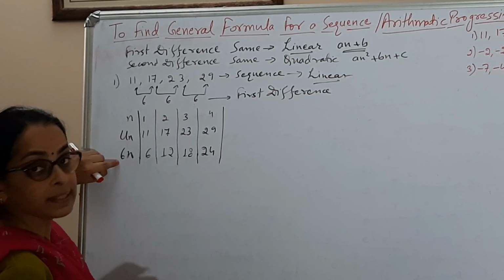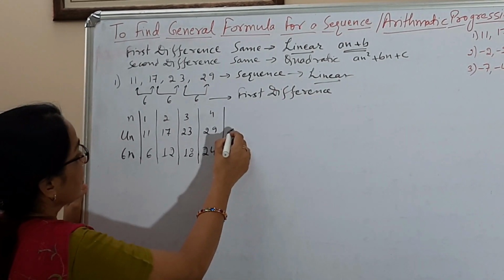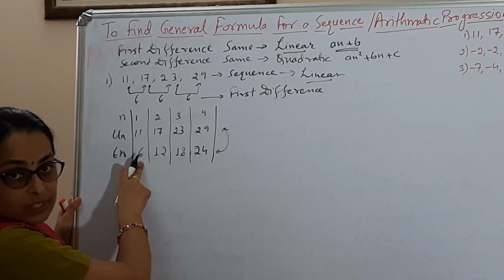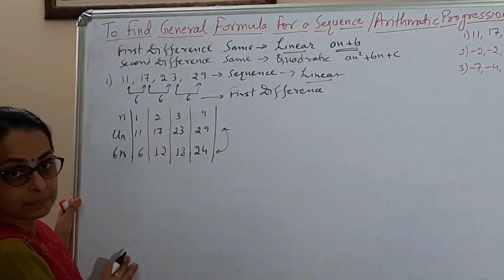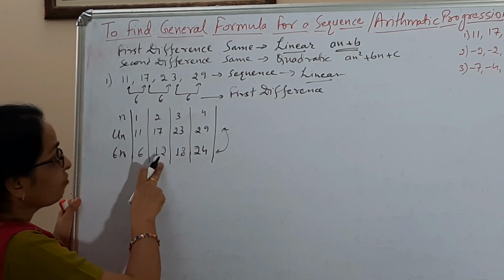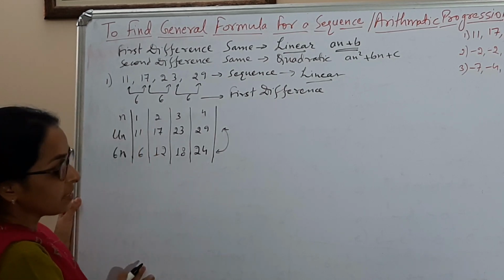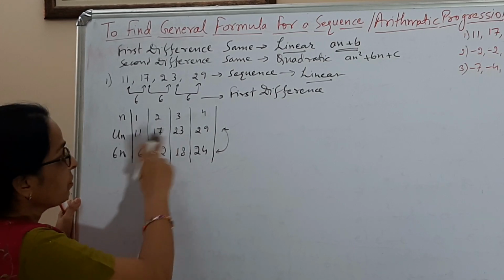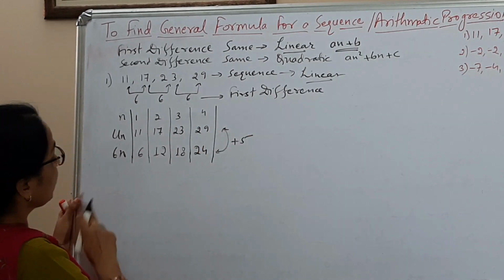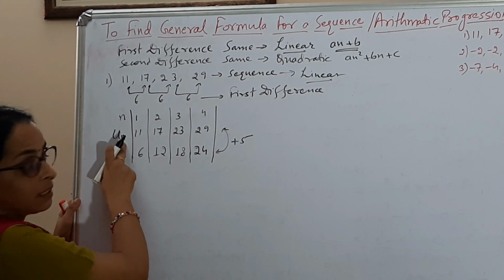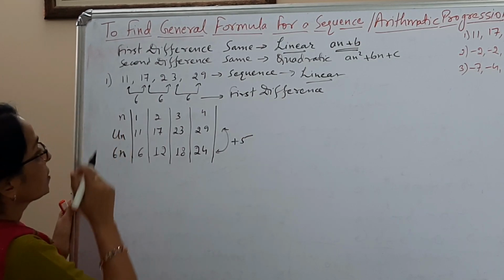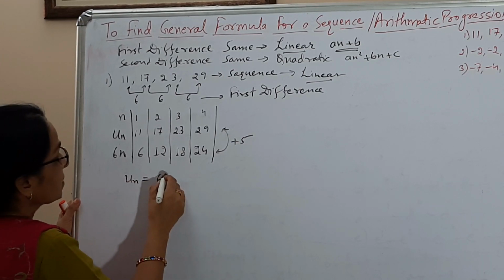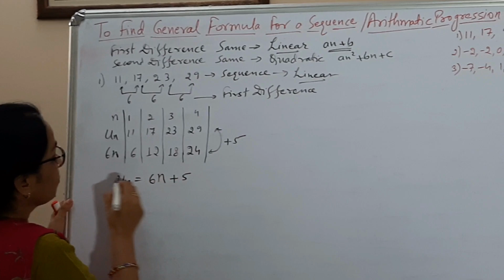Now what we have to do is compare our un, that is the terms of the sequence, with 6n. We see that if I add 5 to 6, then I will get 11. If I add 5 to 12, then I will get 17. If I add 5 to 18, I will get 23. It means that by adding 5 to 6n, I am getting my un. So my un will be 6n plus 5.